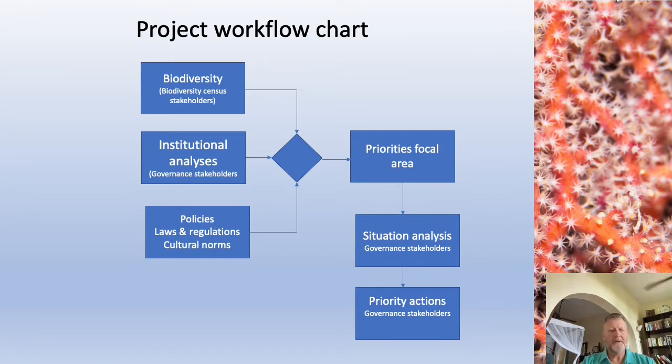As a reminder, this part of the biodiversity analysis that I'll describe is part of a larger workflow to evaluate the institutional analysis and the policies, laws, and regulations in order that we can combine those to develop these priority focal areas. Once we do this, we'll follow with a situation analysis, which gives us a view of the threats to this biodiversity and possible actions, and then we use that to make recommendations.